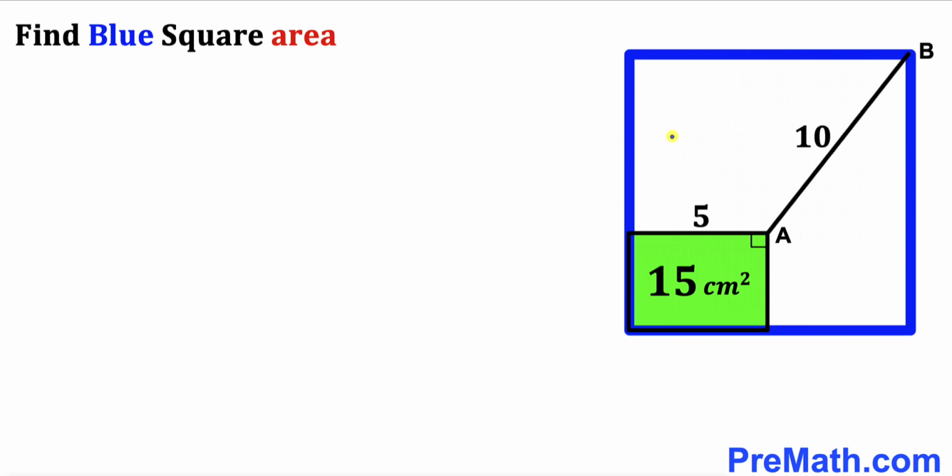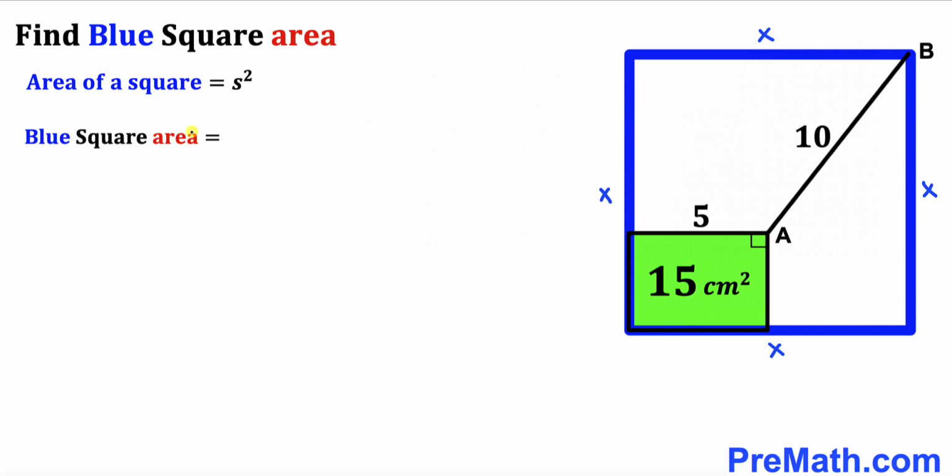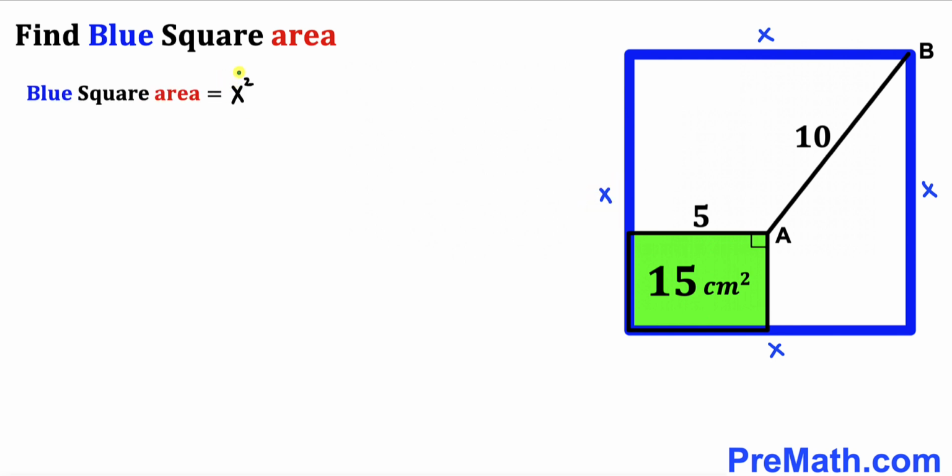Let's suppose that the side length of this blue square is x centimeter, and since all the sides of the square are the same, this side length is going to be x, and x across the board. Now let's recall the area of a square formula: area equal to s square, where s represents the side length of the square. Therefore the area of this given blue square is going to become x square. Now our task is to find the value of x square.